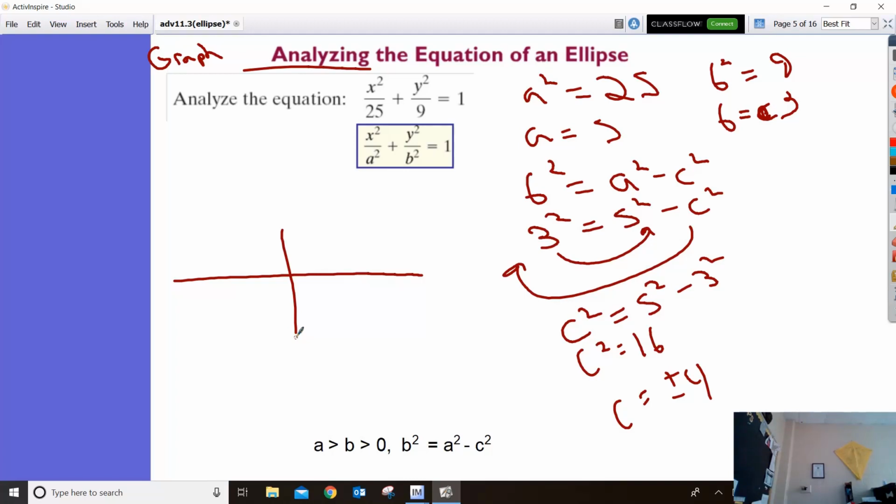So A is 5. What's that tell us? We're talking about vertices or focuses? Vertices, major vertices. Think about it. 1, 2, 3, 4, 5. You got one at 5, 0. Right there. Where's the other one? Negative 5, 0.